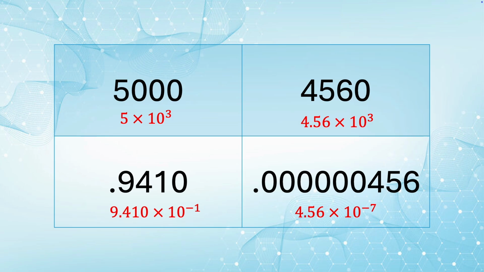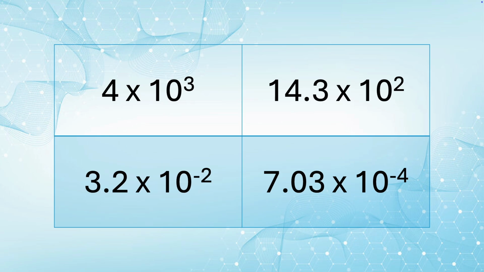Let's try going the other way around, converting from scientific notation to standard form. Pause the video to try them out. 4 times 10 to the power of 3 in standard form should be 4,000. 14.3 times 10 to the power of 2 should be 1,430. 3.2 times 10 to the power of negative 2 should be 0.032. 7.03 times 10 to the power of negative 4 should be 0.000703.